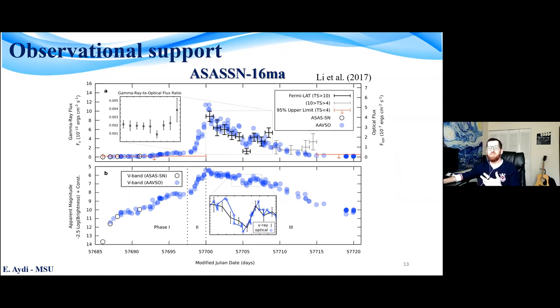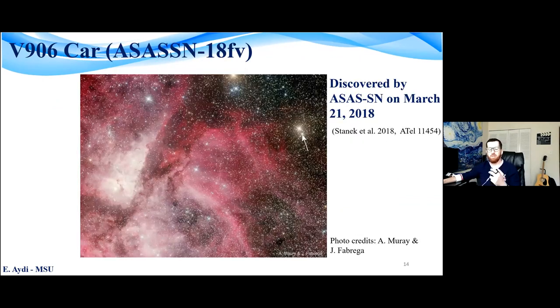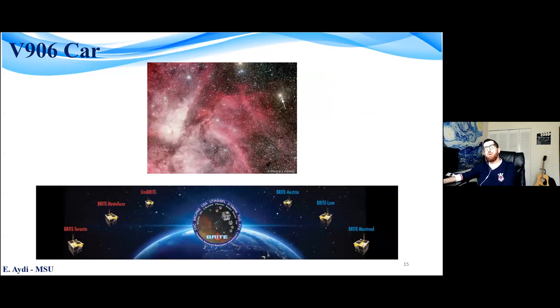Well, if Nova ASAS-SN-16ma did not convince you, Nova ASAS-SN-18fv, or V906 Carinae, will convince you for sure. This nova was discovered by ASAS-SN in March 2018, and it was a bright naked-eye nova. And we were very lucky with this nova because one of the satellites of the BRITE nanosatellite constellation was observing the same field of the nova when it erupted.